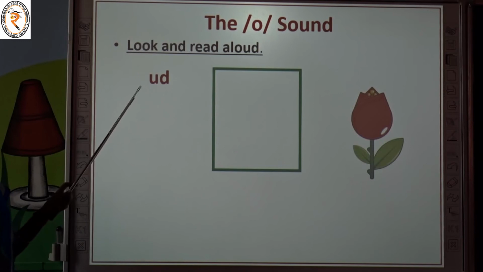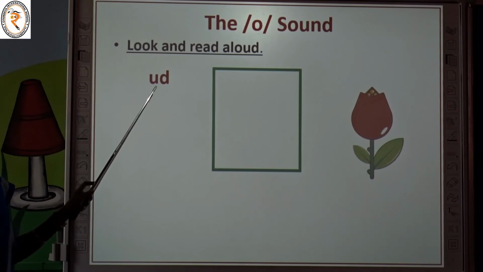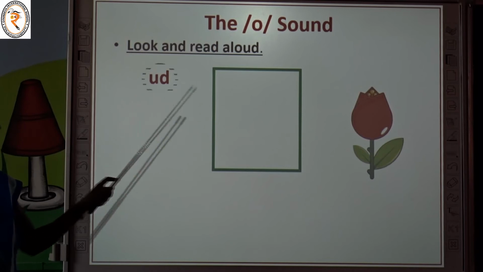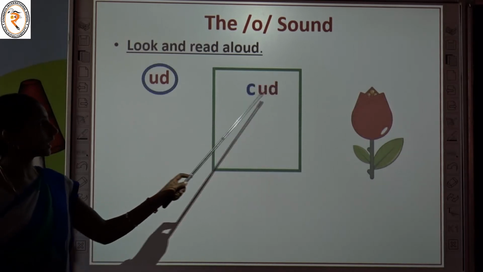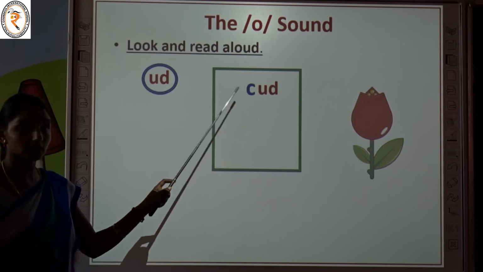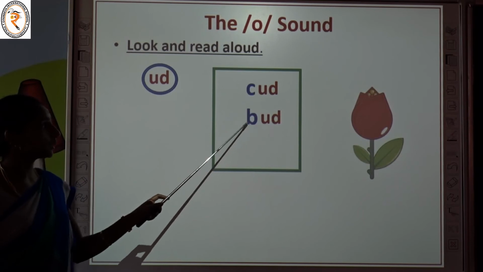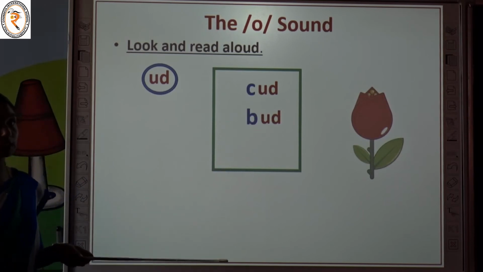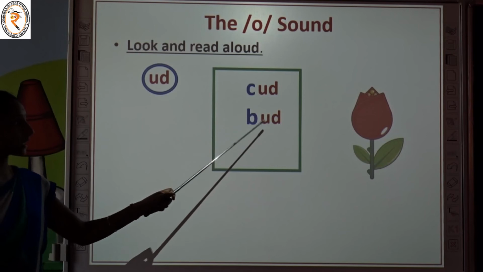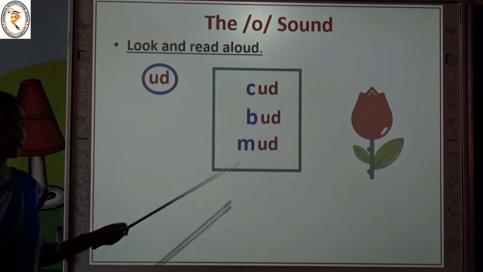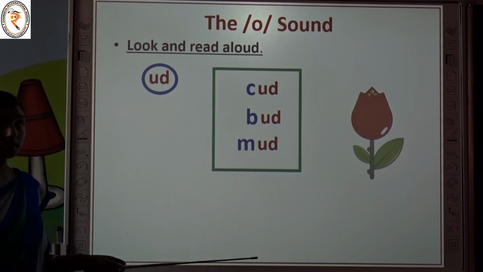Now we are going to read some words that end with the letter T. Ut is there, C is added, C gives the sound ka. Ka plus ut, cut. Next one, B is added. What is the sound of the letter B? Ba. Ba plus ut, but. Ma. What is the sound of the letter M? Ma. Ma plus ut, mut.